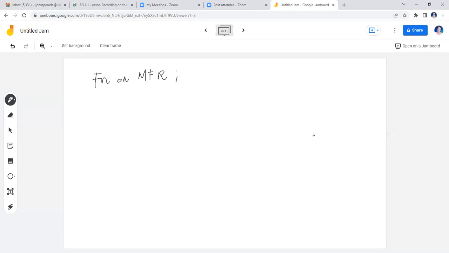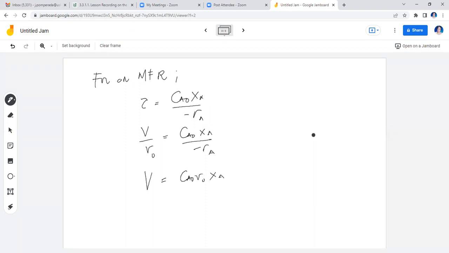So for our MFR, we know that tau is equal to CAO XA over the rate. This one is V over V sub O equal to CAO XA over the rate. The V that I want here is equal to CAO over small v sub O, XA over the rate. This one, the CAO v sub O is FAO XA over the rate law.